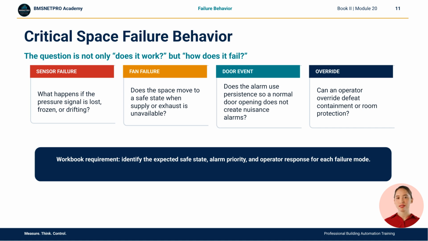If a door opens, does the alarm respond appropriately without creating nuisance alarms? Can an operator override defeat a protective relationship? The workbook requirement is to identify the safe state, alarm priority, and operator response for each failure mode. This is where BAS engineering becomes risk management.